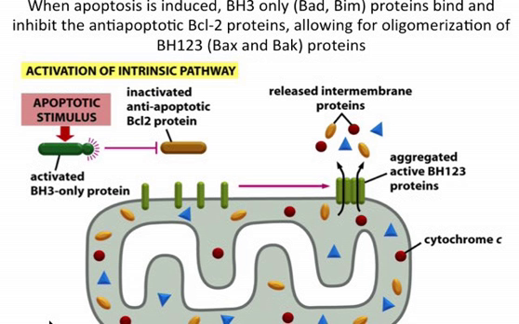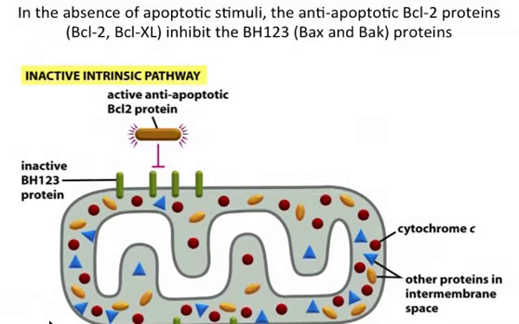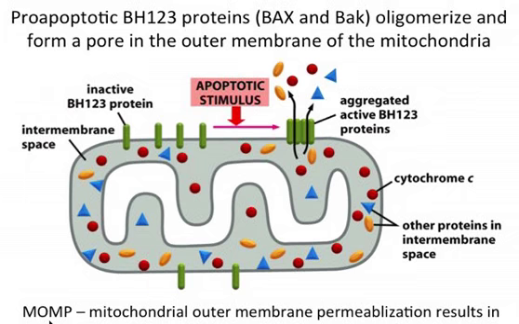So the BH123 proteins, the most popular that people talk about are BAX and BAK. They oligomerize, so that means they bind to each other and they form a pore in the outer membrane of the mitochondria. And that pore is what allows cytochrome C to come out of the mitochondria. It's also referred to as mitochondrial outer membrane permeabilization, MOMP. And this results in release of cytochrome C from the intermembrane space.